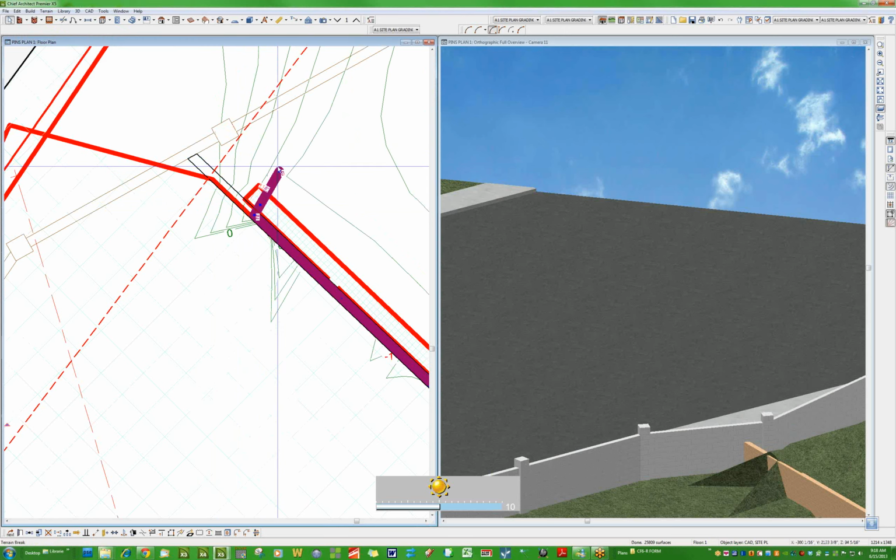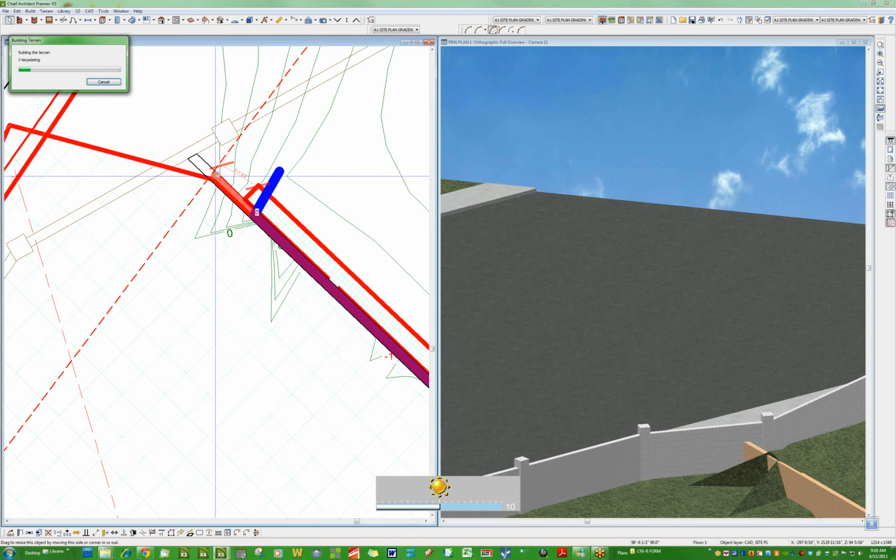Oh boy, that's a mess, isn't it? How about if I do this? I don't know.